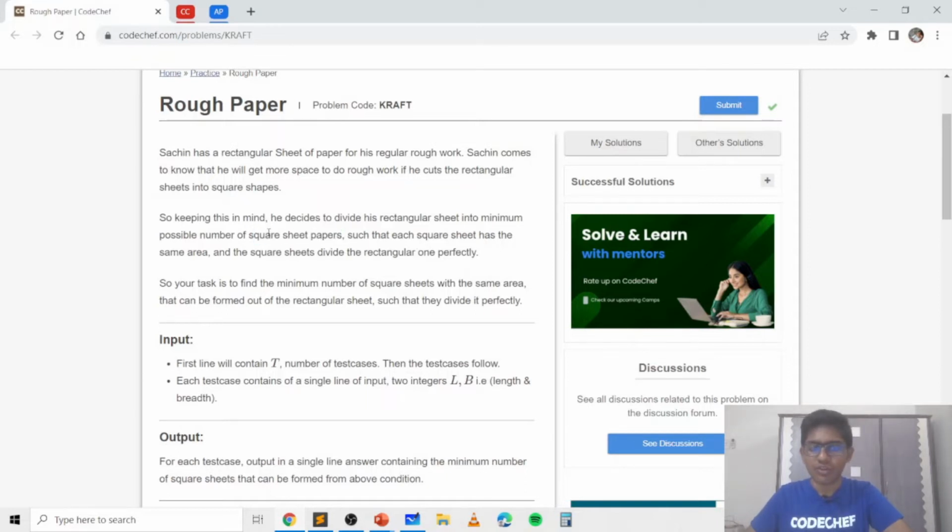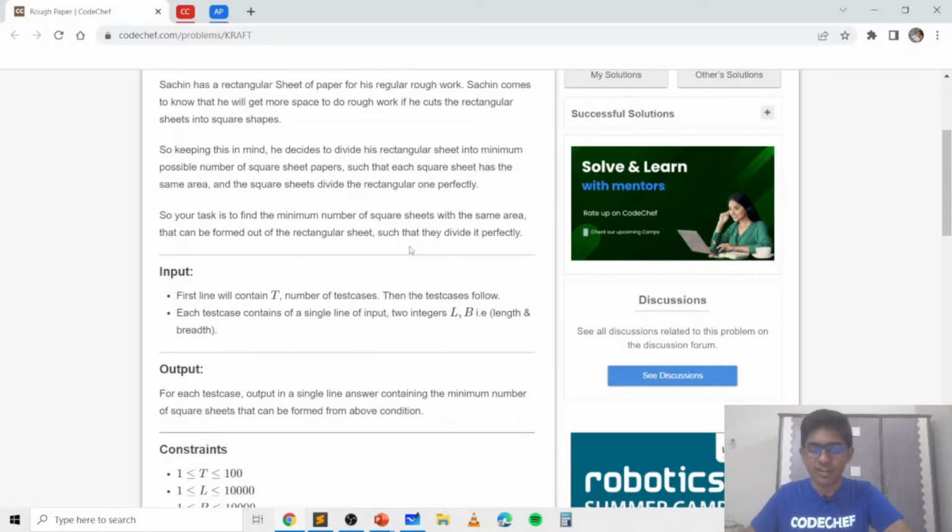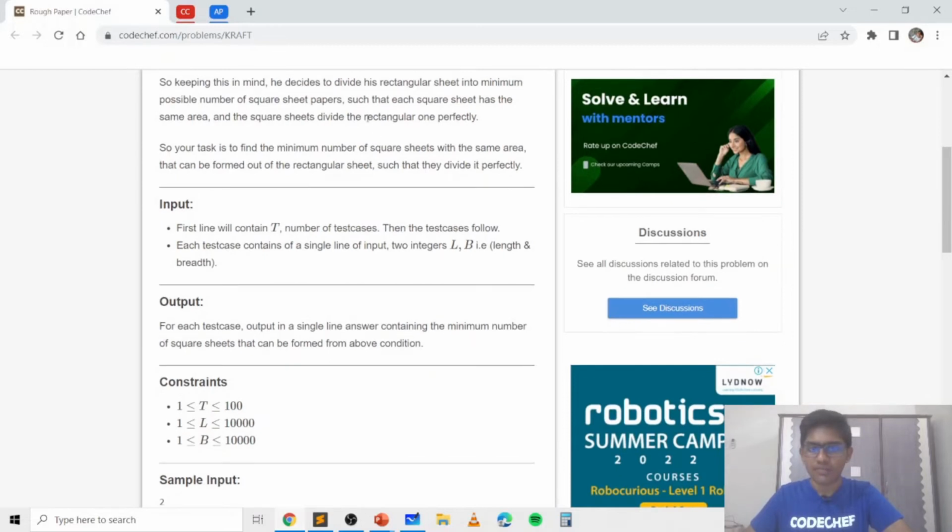Now the first observation from this problem statement itself is that we need to minimize the number of square sheets and each square sheet has the same area. This means that each square sheet has the same side length, and I'll get to the observation in a bit, but just remember that a square having the same area means that its side length should be the same for all the squares, and we need to divide this rectangular sheet into the same side length squares such that each side length basically fits within the rectangle, and we need to find out the minimum such squares to divide the rectangle into.